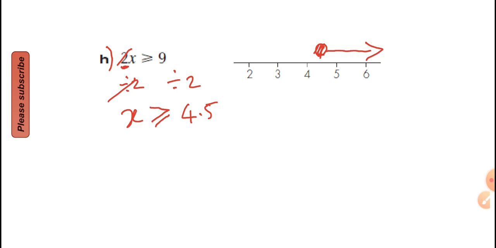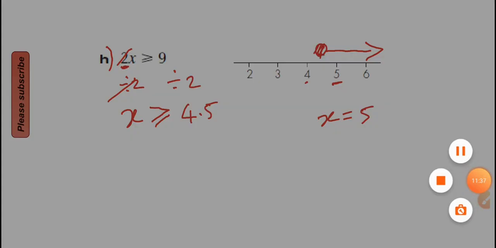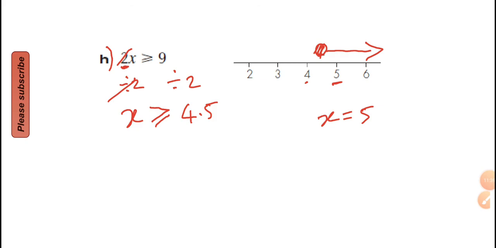So if they asked you what's the smallest possible integer, well, the smallest possible whole number is 5 there. So x is equal to 5. It can't be 4 because it has to be greater than 4.5. 4.5 is not a whole number. So the smallest possible integer, smallest possible whole number is 5. So x is equal to 5.